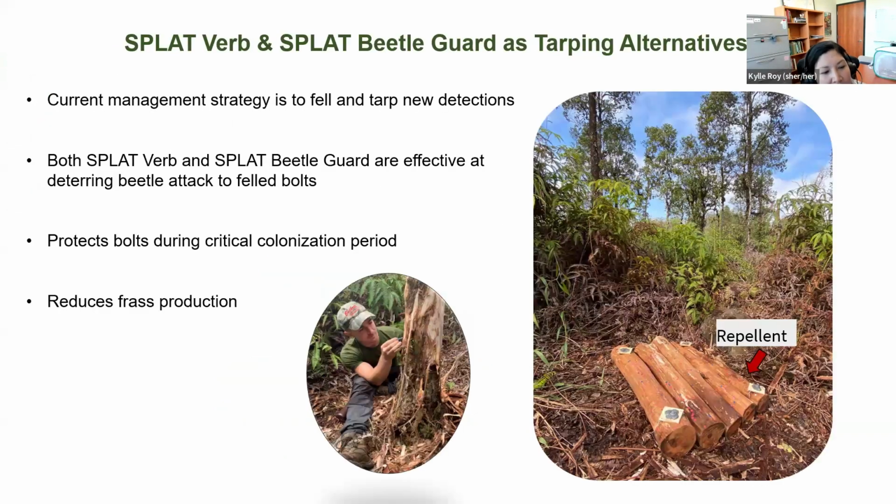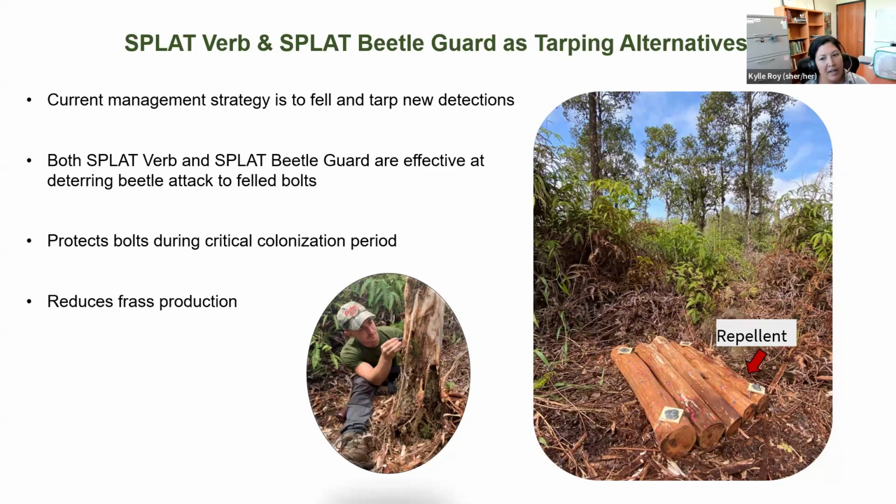I also wanted to highlight some recent work by Dan Diomicros. He did this work for his master's from Hilo, the Tropical Conservation Biology Environmental Science program, which I am also an alumni of. And so he tested both Splat Verb and Splat Beetle Guard as an alternative to tarping. And so the current ROD management strategy when a tree is detected to have ROD is to cut and fell the tree and then tarp it.